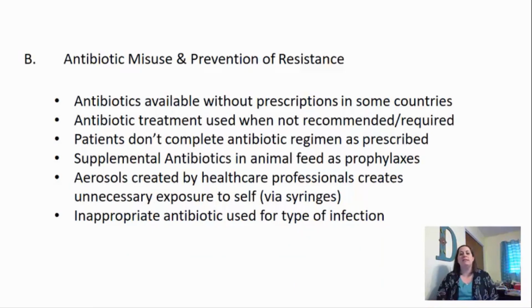We want to prevent resistance. So antibiotics available without prescriptions in some countries cause some major problems. A lot of times that's because then you're self-diagnosing. You just say, oh, I need an antibiotic. You go grab one and it could be the wrong one. And so the bacteria that is causing the illness or the sickness is able to still flourish, but then you're killing off good bacteria. All right, so antibiotics should only be available through prescription.